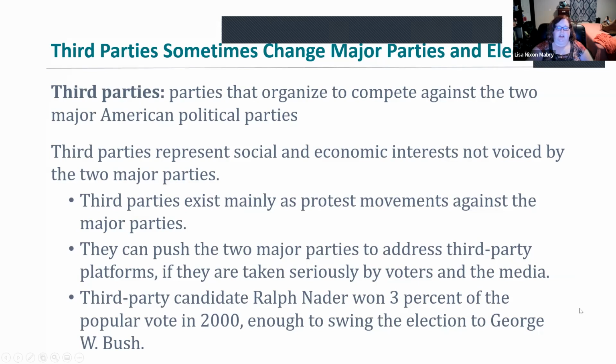So these third parties basically protest against the other major parties, and they push back about what's not being targeted that they feel should be. And it also pushes the two major parties to focus on issues that have been swept under the rug because they're forcing a voice. They're getting out there in front of the media. They're getting enough attention garnered that it can't be ignored by the Democratic or the Republican parties. So for example, in 2000, Ralph Nader ran for office. He actually won 3% of the popular vote.